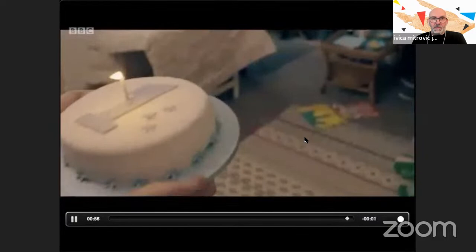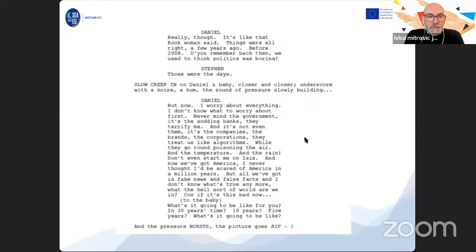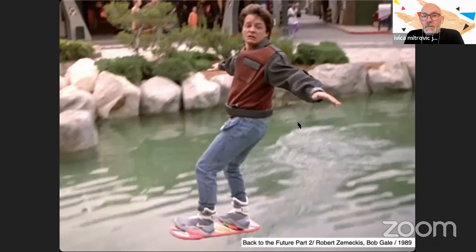And this is a short clip from the BBC serial Years and Years from, I think, 2017 or 2018, which follows a turbulent 15 years in the future of one British family. And here one of the main characters talks about how we have lost our faith in the future, because the future doesn't look like this anymore. This is how my future in the 1980s looked.